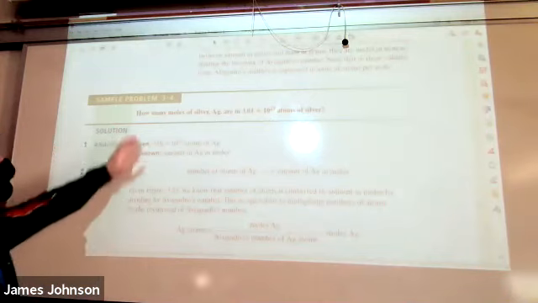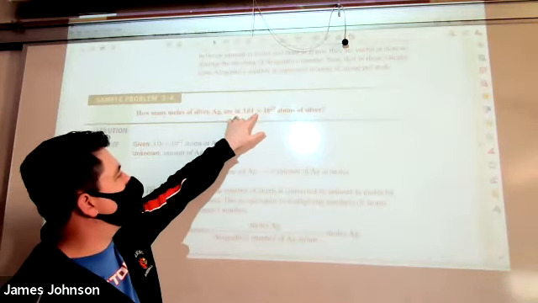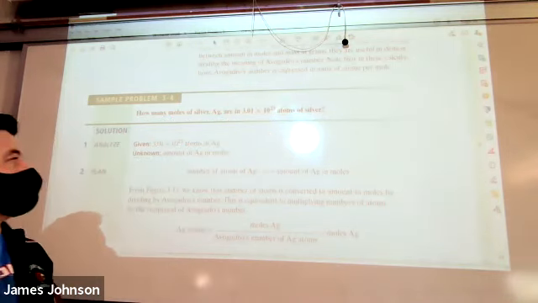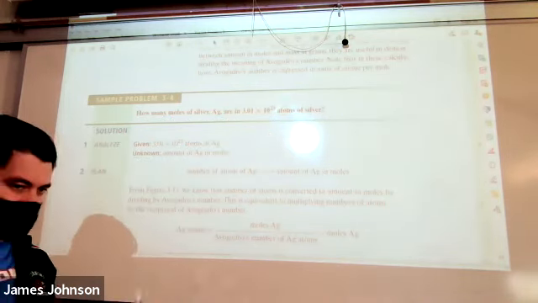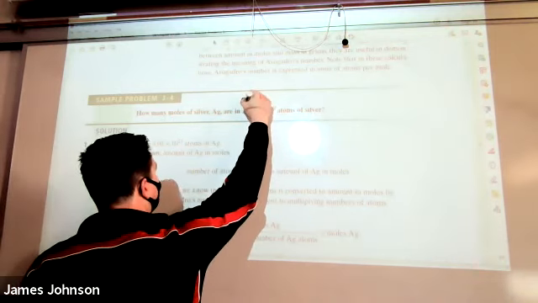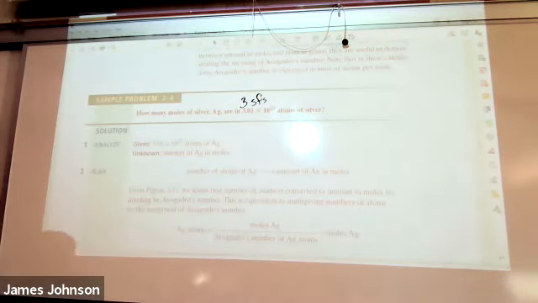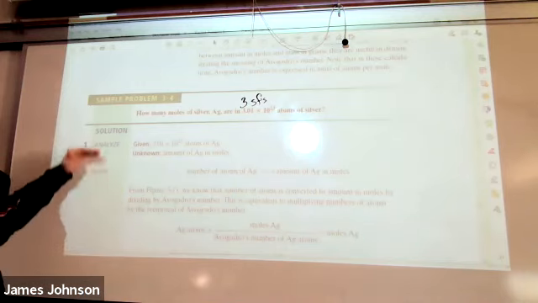So how many moles of silver, Ag, are in 3.01 times 10 to the 23rd atoms of silver? Before we go any further, I'll point out that this is 3 significant figures. So my answer is going to be recorded in 3 significant figures. So again, let's go through a procedure.